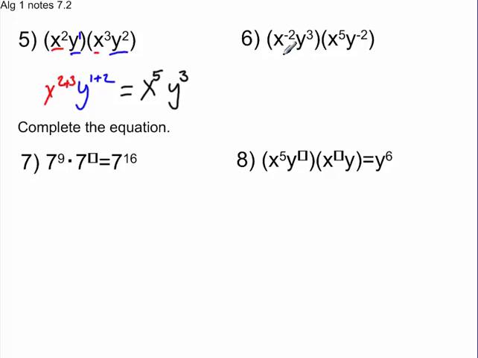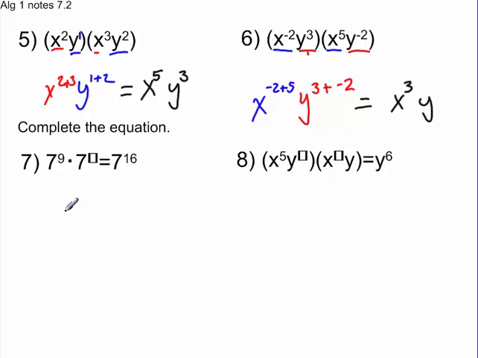Over here, same thing. I've got some X's and some Y's. My Y's are 3 plus a negative 2. Be careful there. And my X's are x to the negative 2 plus 5, which makes my final answer x to the 3rd, y to the 1st.